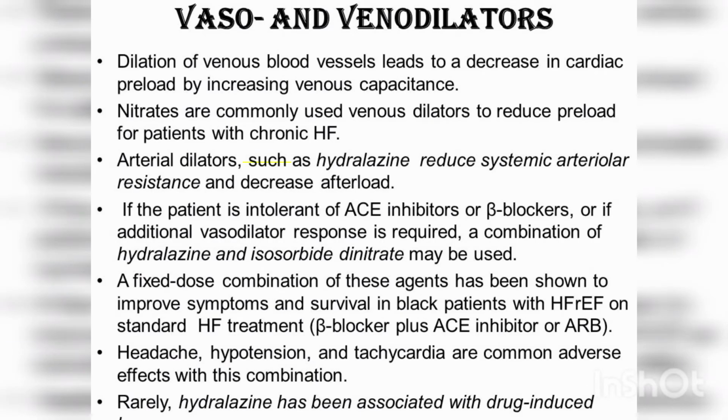Now, vasodilators and venodilators. Dilation of venous blood vessels leads to a decrease in cardiac preload by increasing venous capacitance. Nitrates are commonly used venous dilators to reduce preload for patients with chronic heart failure. Arterial dilators such as hydralazine reduce systemic arteriolar resistance and decrease afterload. If the patient is intolerant of ACE inhibitors or beta blockers, or if additional vasodilator response is required, a combination of hydralazine and isosorbide dinitrate may be used.